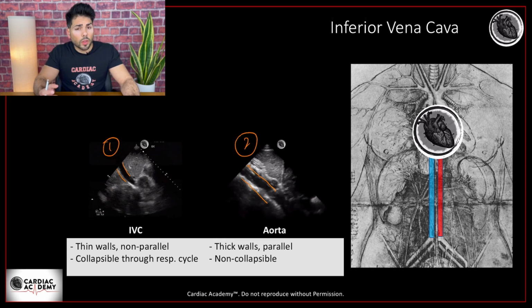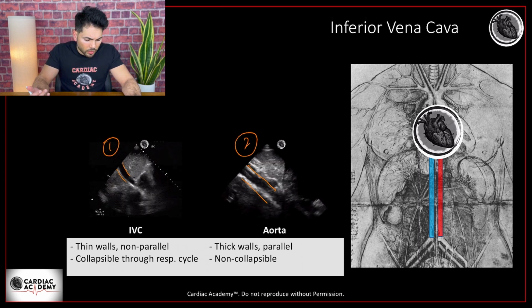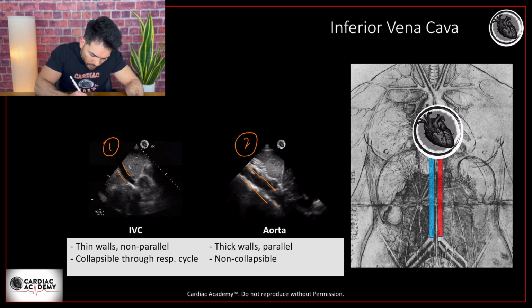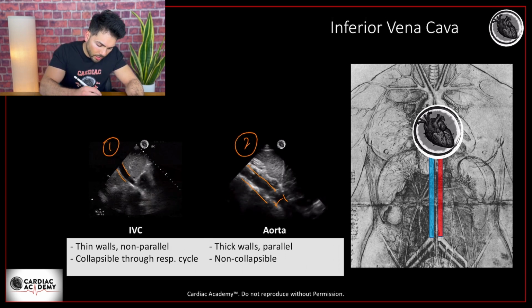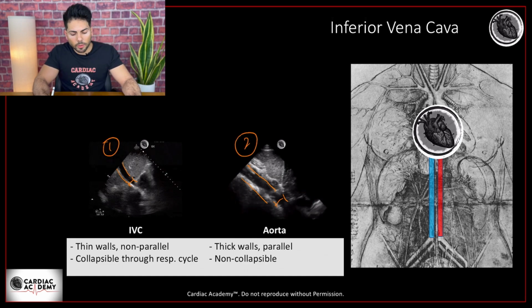okay? Another important thing is that the IVC, because it's very compliant, is gonna decrease its caliber with the respiratory cycle. Compared with the aorta, that shouldn't happen, okay? So the aorta is gonna be pulsatile. You can see that here, but it does not collapse. Now look at the IVC right here. It collapses each time you take a breath, okay?